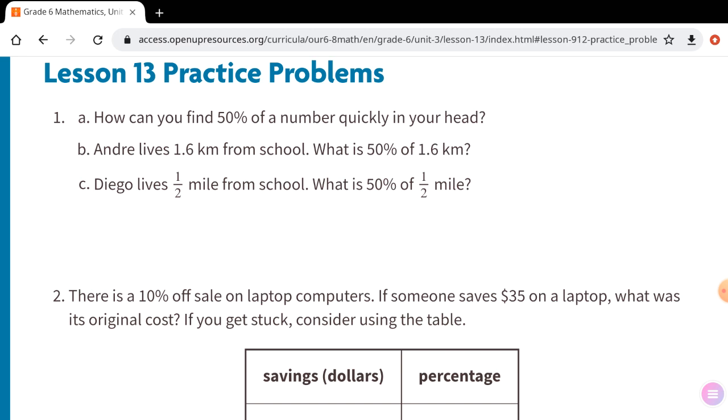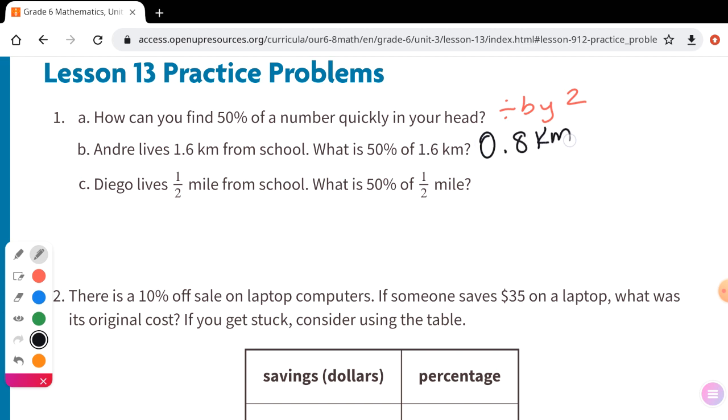If you got the right answer and did it differently, is that okay? Yes. I'm just trying to show you the easy way to get there. Okay? So number 1, Nolan, how can we find 50% of a number quickly in our head? You divide by 2. Okay, we can divide by 2. So what is 50% of 1.6, Bryce? 50% of 1.6. No. Can't read your own writing. Jalen? 0.8.